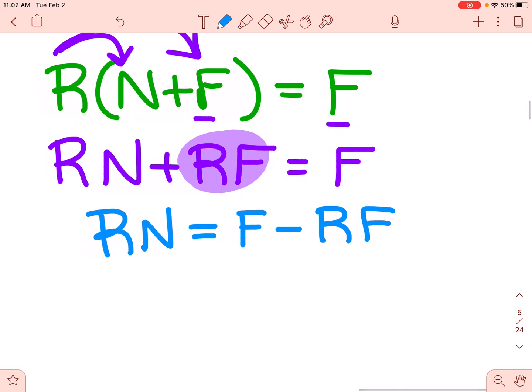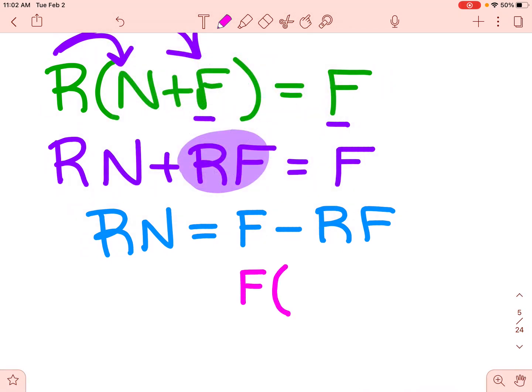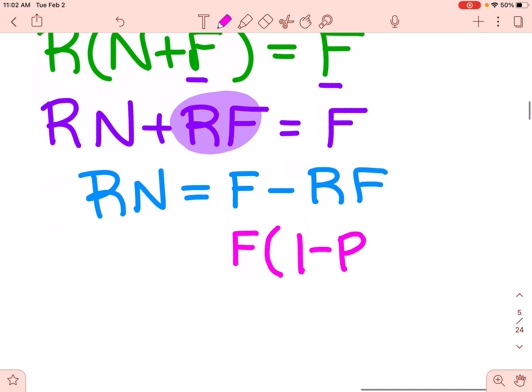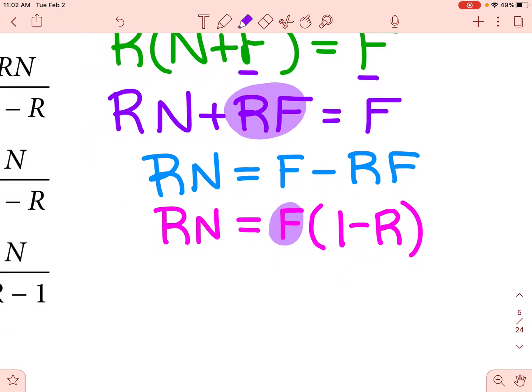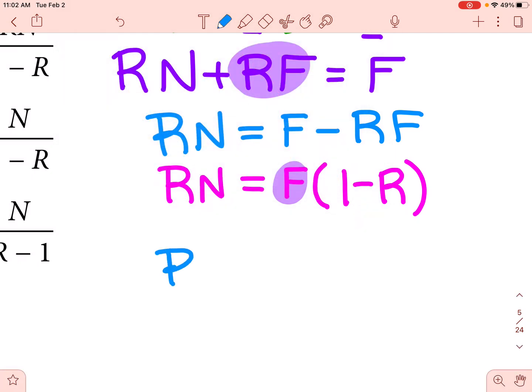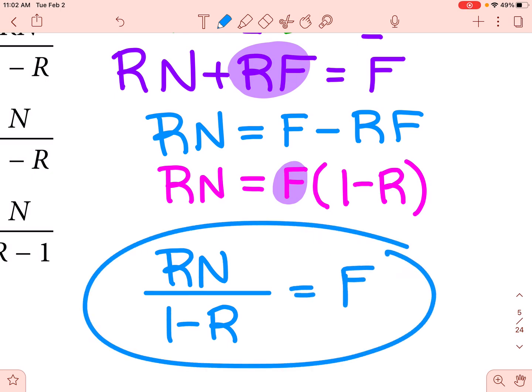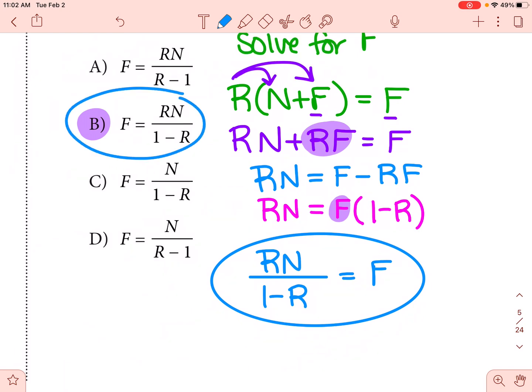So now looking at the right side, what I can do is factor out the F. And then I have a 1 minus R left over. And on the other side, I still have that RN. And now I'm trying to isolate F. So I'm going to divide by the quantity of 1 minus R. Here's my final answer. RN over 1 minus R is equal to F. That is answer choice B.